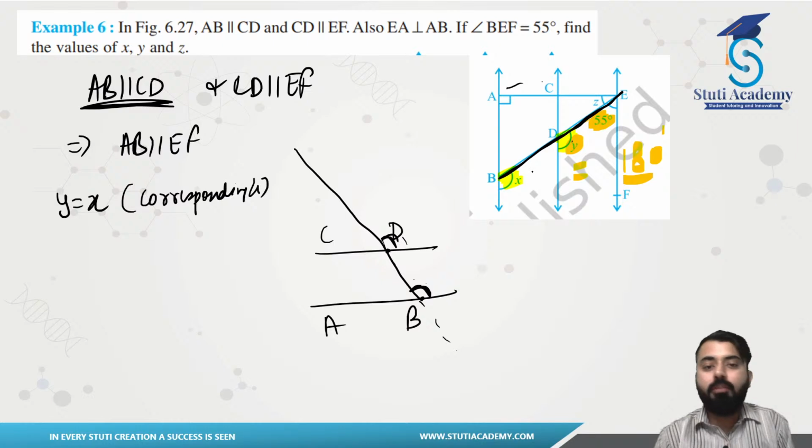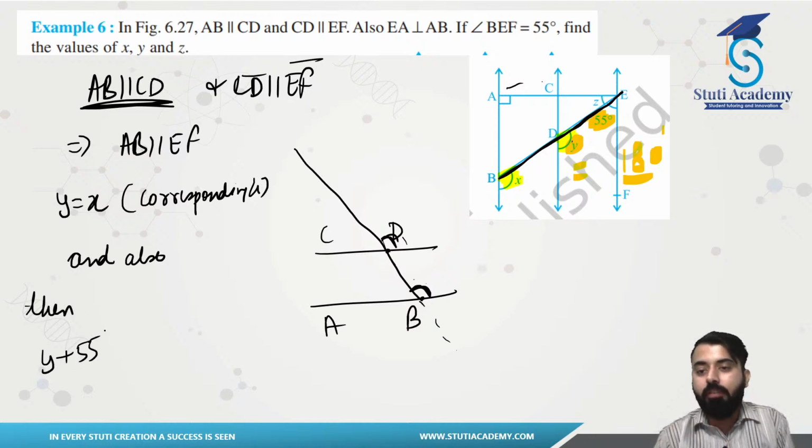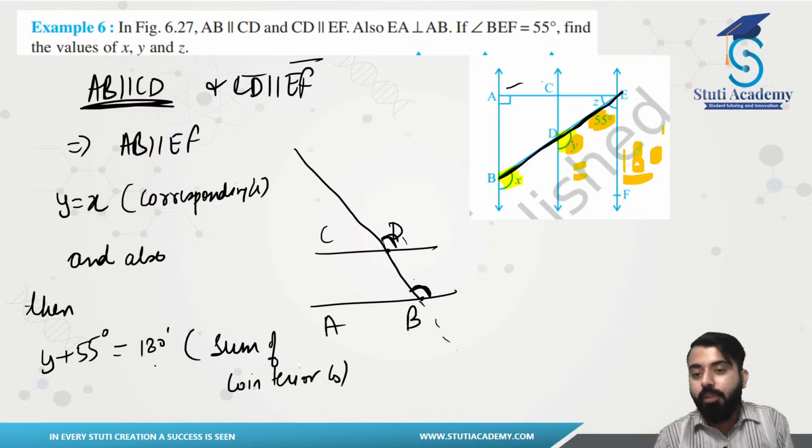right? So X and Y are equal, and also I know CD is parallel to EF, then Y plus 55 has to be 180 degrees. This is the sum of co-interior angles. So if the sum of co-interior angles is 180, then Y will be what? 180 minus 55. Now you can easily solve this one. This will be 125 degrees, right? This is 125. So I got Y 125, and I know Y is same as your X.